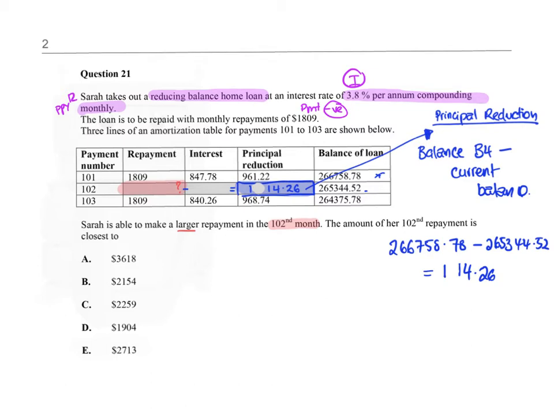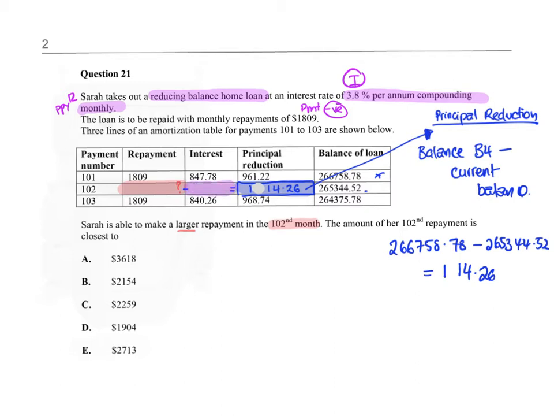So what do I mean by that? I mean this one, 266,758.78, minus the one it actually is, to see what it actually dropped by when she did this extra payment. So let's do that on the calc. Okay, so I end up with, this is how much the principal reduction was. So I've got this, 1514.26. Okay, so I've got that, but I probably also need to find this interest in here.